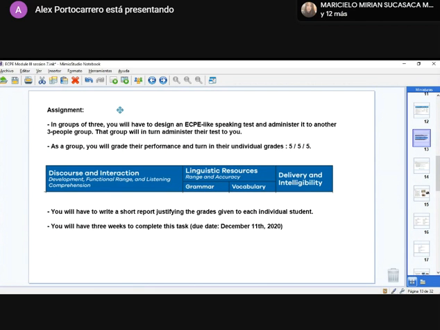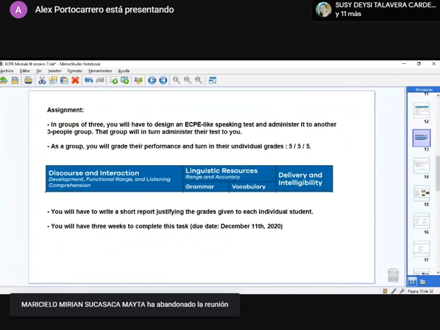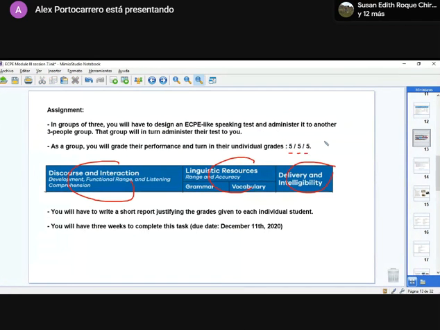As a group, you will grade their performance. As a group, you have to decide what is their score over 5 points in each of the 3 categories, right? We have criteria 1, 2, and 3, each of them over 5, for 3 people, 3 scores, for stages 1, 2, 3, 4 and 5. So each person gets 6 different scores, a total of 18 different scores. You have to discuss that and agree on that grade. Then you can divide the work to write the justification, the feedback.